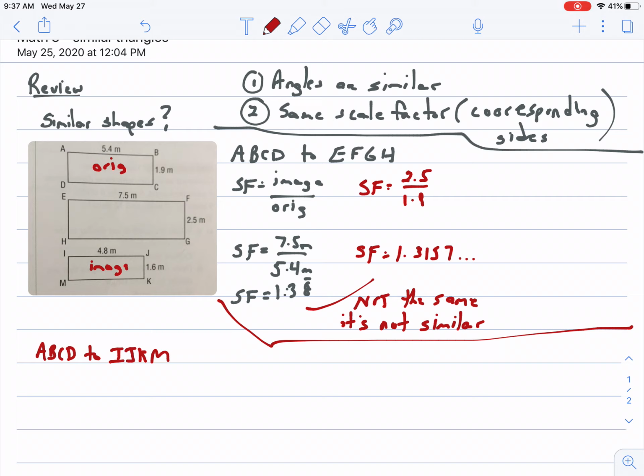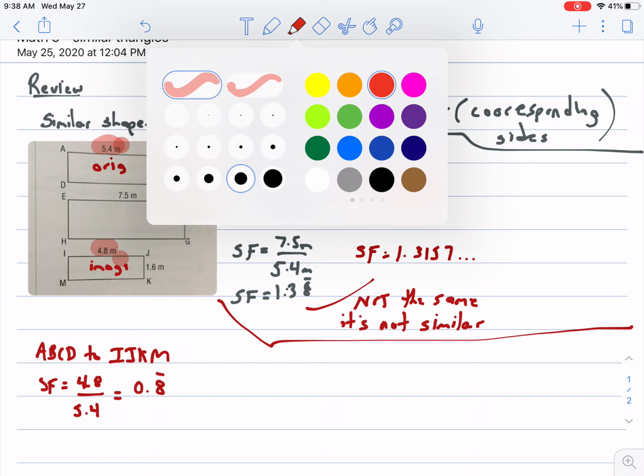My angles all match up, so my angles are good. My scale factor is going to be, and again, I'm going to highlight, this time I'm looking at 5.4 and 4.8 as my comparisons. Well, okay, image over original means I'm going 4.8 divided by 5.4. When I do that, I get a value of 0.8 repeating. Okay, so my hope is that I will get the same scale factor on this other one.